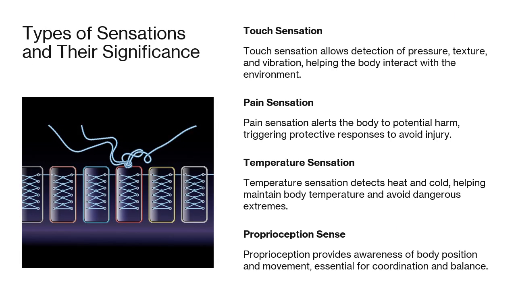So what do we mean when we say types of sensations? Well, like I was just talking about, we have our touch sensation. We also have pain, temperature, and proprioception. So these kind of give us different ways to interpret, to get senses, to get things into our body, sending them off to the brain.